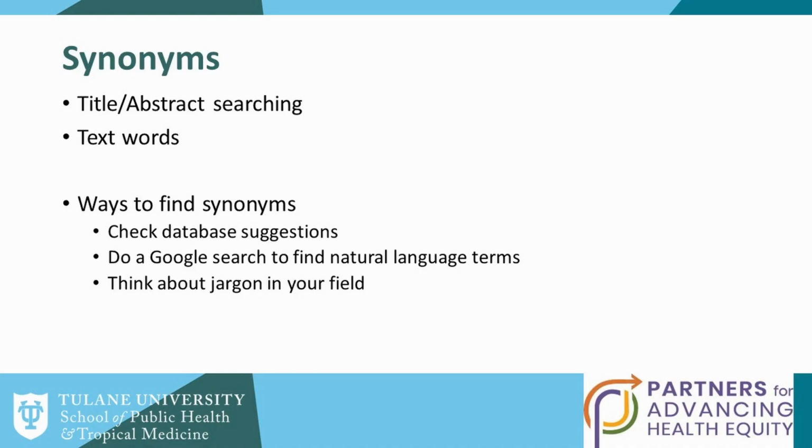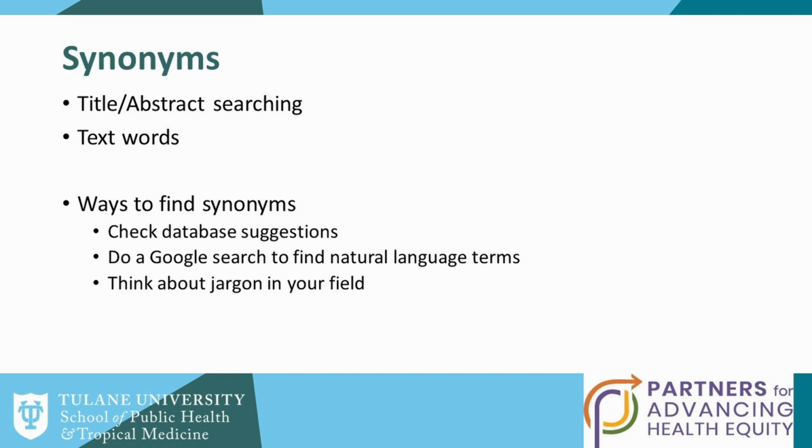Okay, so once you've found your database-specific terms, it's time to build out your search a bit more using synonyms. The reason you want to use synonyms is in case the databases make mistakes. After all, they are designed by humans, and to make sure you aren't missing anything of importance. There are a few ways to find synonyms that I personally use. The first way is to look at any suggestions that the database gives you. You often find those in the controlled vocabularies.